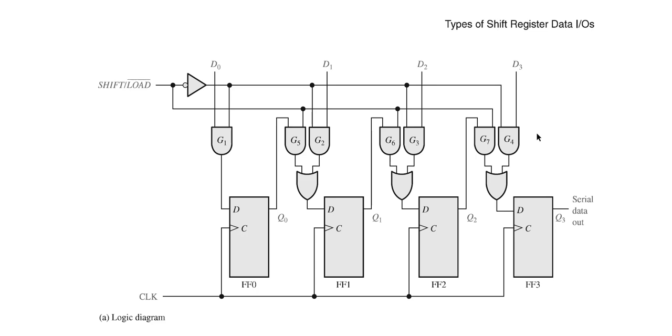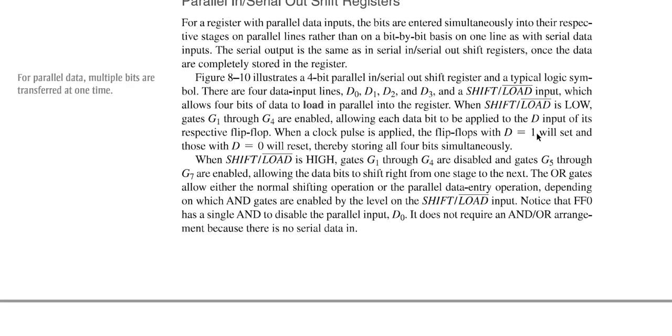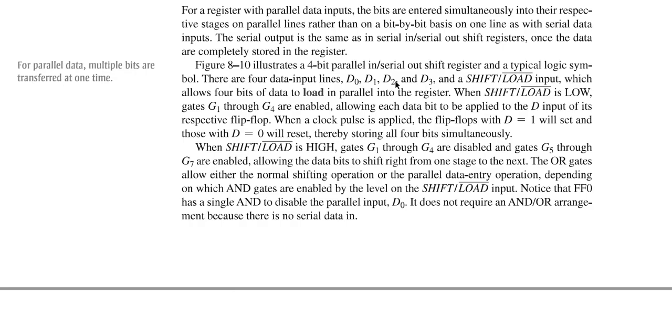How will this work? See here. The four data input lines are D0, D1, D2, D3, and a shift slash load bar input is given. 4-bit data is loaded in parallel into the register. When shift slash load bar is low, the gates G1 to G4 are enabled, allowing each bit to be applied to the D input. That means if this value is low, it performs the load operation through gate 1 to gate 4. G1 to G4 are enabled and load the data input onto the corresponding flip-flop.